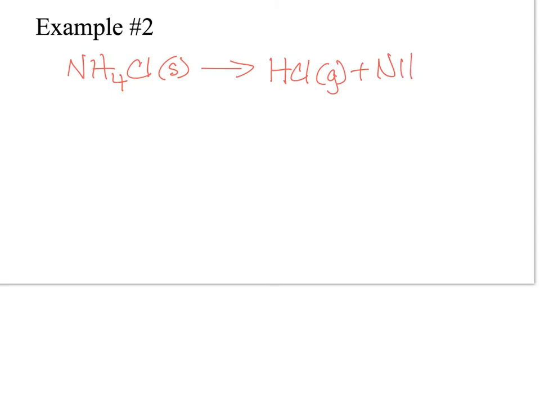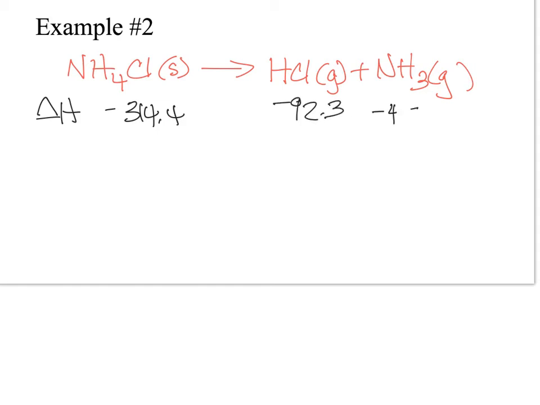Right, this problem is similar to the way we worked the last one. So we'll go ahead and write this. NH4Cl, which is solid, that's ammonium chloride, goes to HCl gas plus NH3 gas. And same thing, we're going to calculate delta H, delta S, and delta G, and then answer the question about whether or not it's spontaneous. So delta H values: negative 314.4, negative 92.3, and negative 45.9 kilojoules per mole.